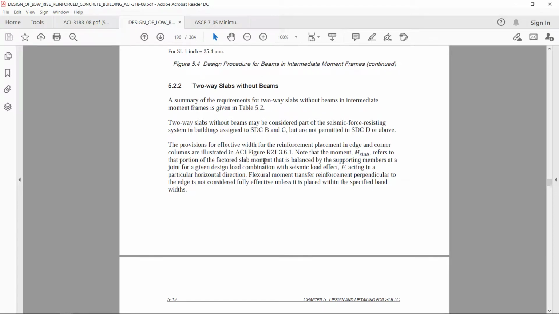It refers to the factored slab moment that is balanced by the supporting members at a joint for a given design load combination and with seismic effect E. Whenever we are talking about the load combination which has the seismic effect E, that means we are talking about load combination number 5 as per ACI 318, or the same thing in IBC or ASCE 7.